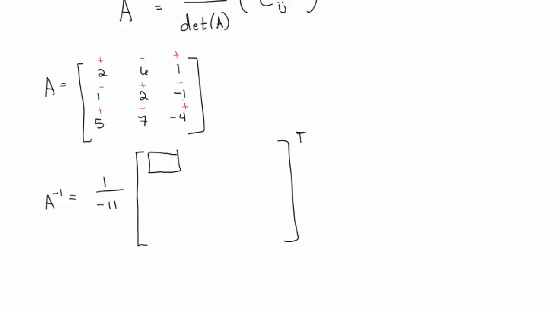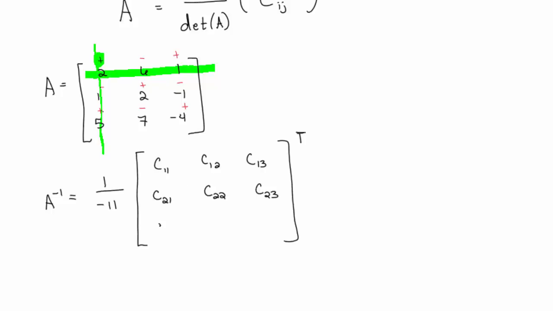For that first element, I'm going to cross out in that matrix the first row and the first column, and take the determinant of what's left over. Because this sign is positive here, I'm going to have a positive. Let me write this in here. I'll call this C11, C12, C13, C21, C22, C23, C31, C32, and C33.